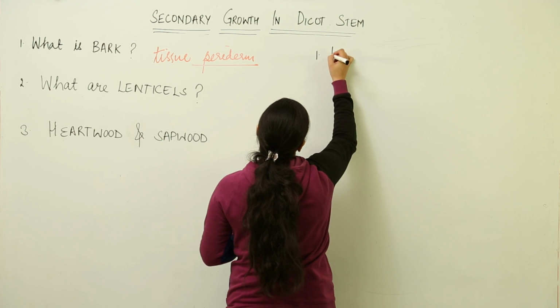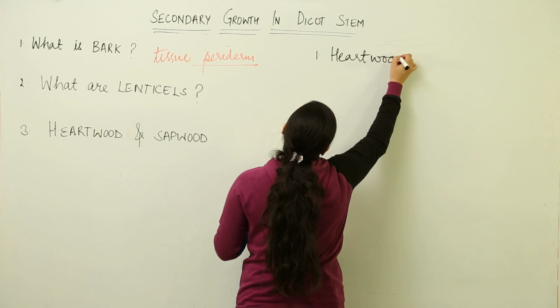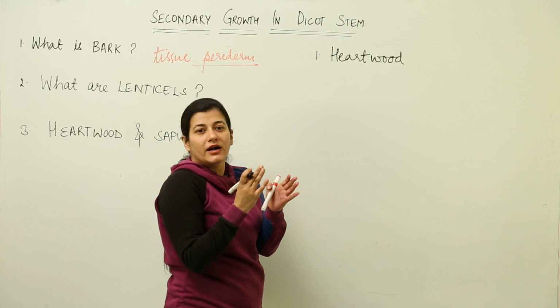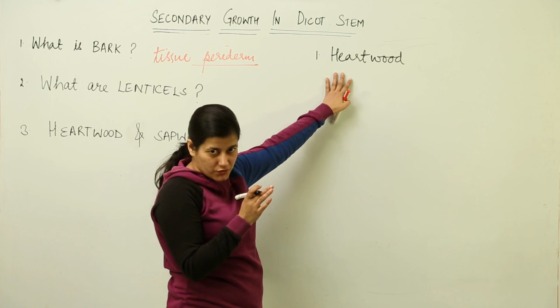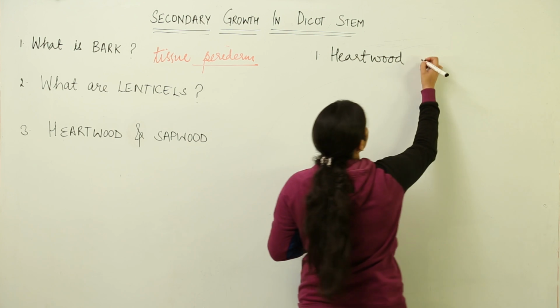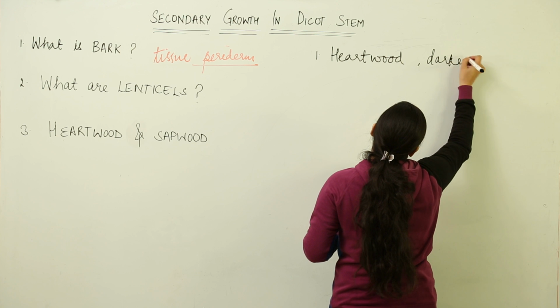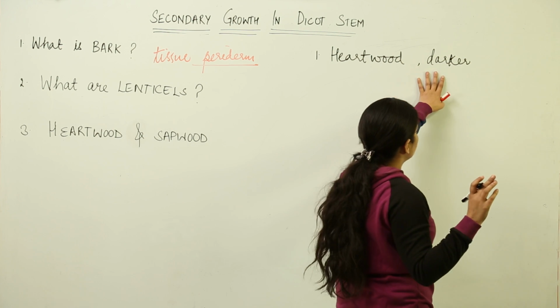First is heartwood. You know, our heart lies inside the body. So that part of wood which lies inside the trunk, that would form the heartwood. First thing that is to be remembered. Second thing is that it is darker in color. Don't confuse it with spring wood and autumn wood. This is heartwood, it is darker in color.